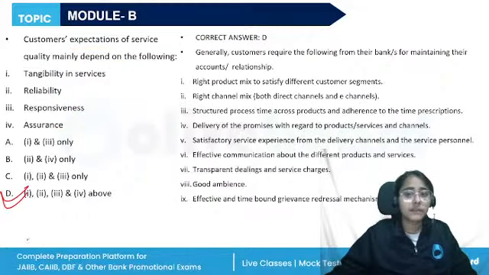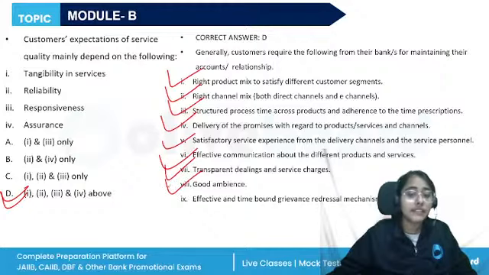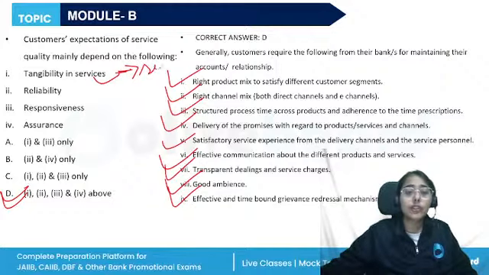All of the above. So customers want the right product mix, the right channel mix, structured process time, delivery of the promises, satisfactory service experience, effective communication, transparency, good ambience, effective and time bound grievance redressal mechanism, and so on, right? So, tangibility in services means there should be surety.